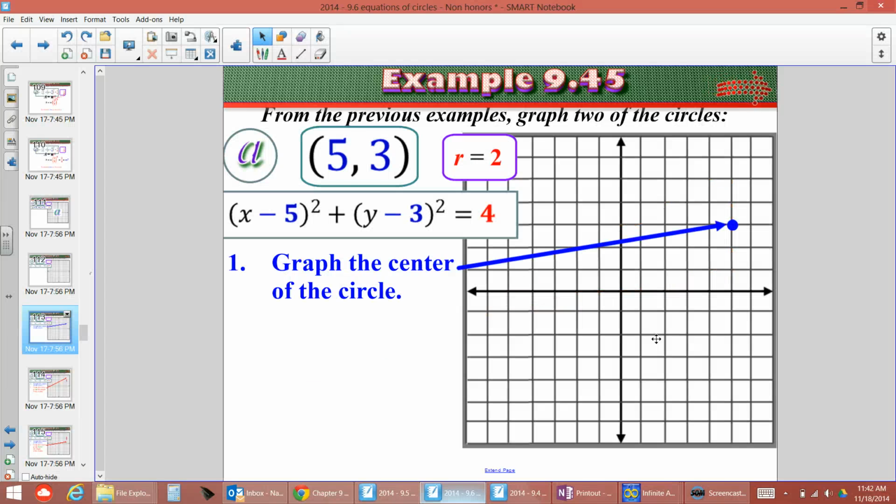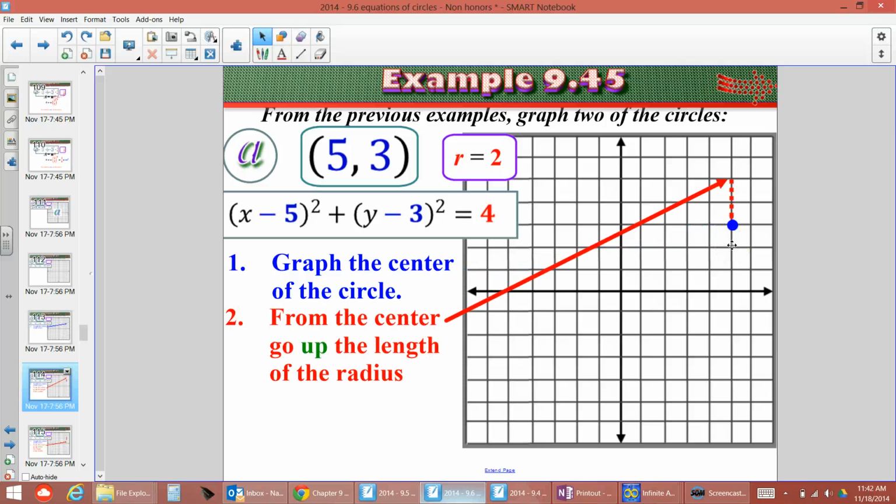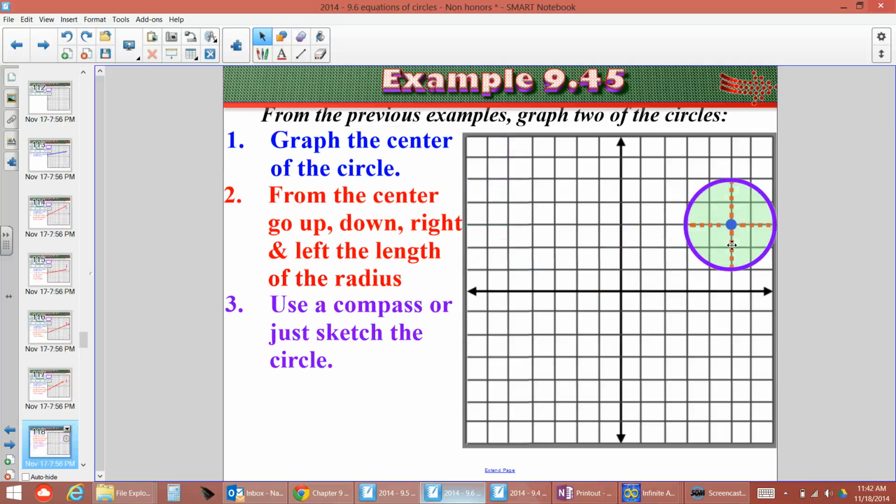All right. We find the center. 3. Plot it. We go up 2, down 2, left 2, right 2, and then we draw our circle. You can use a compass, or you can just sketch it, kind of do your best to hand draw it in there. But make sure you get this down 2, right 2, up 2, left 2 part correct.